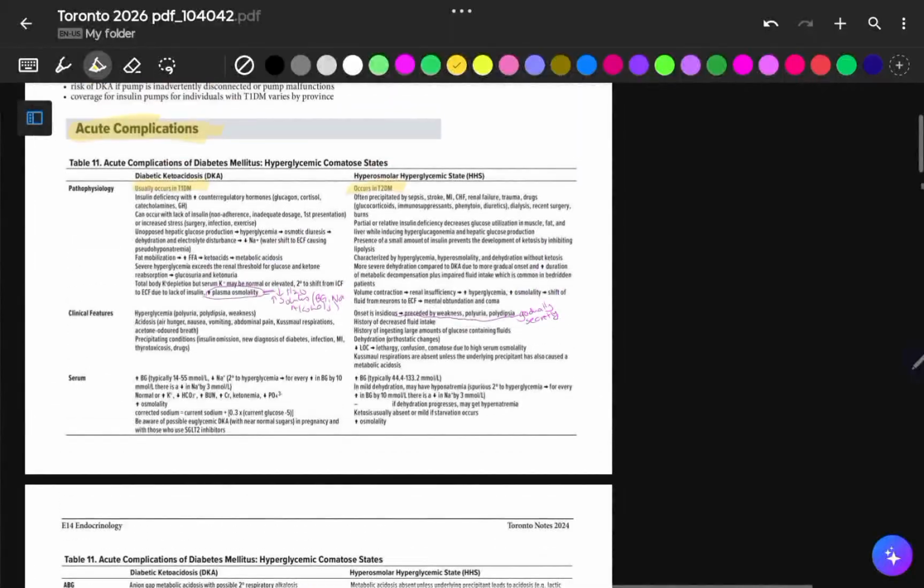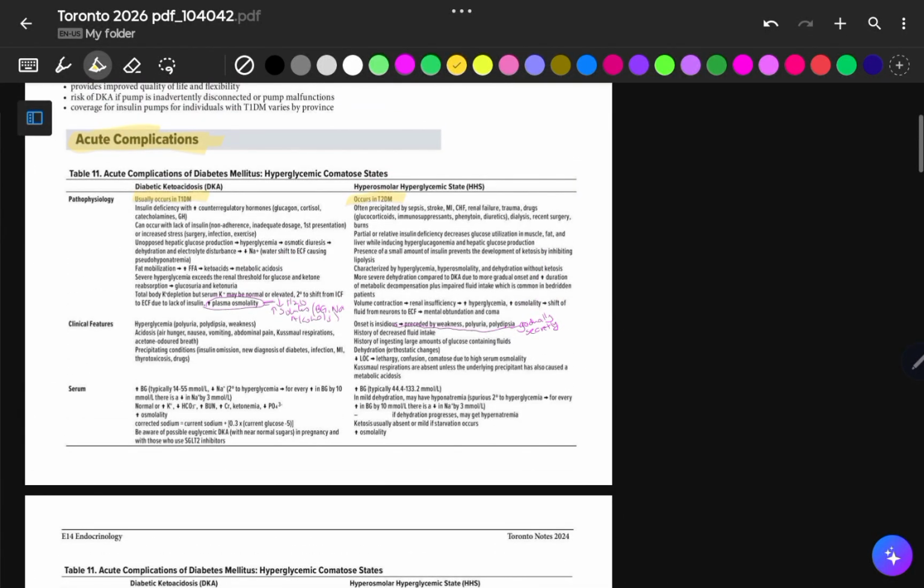Next, we're going to talk about your hyperosmolar hyperglycemic state. This one occurs more in type 2 diabetes. For this one, you have increased sugars, but you do not have acid buildup. So why don't you have acid buildup? It's because you do have some form of insulin. It's not like in DKA where your insulin is absent. In HHS, you have some form of insulin present, but it's just not enough.